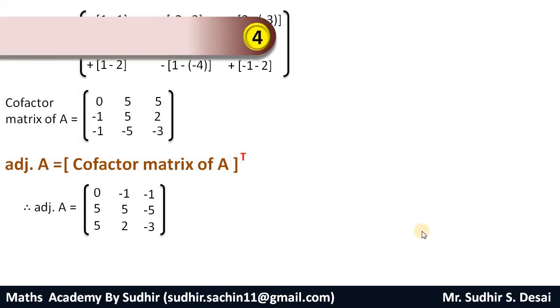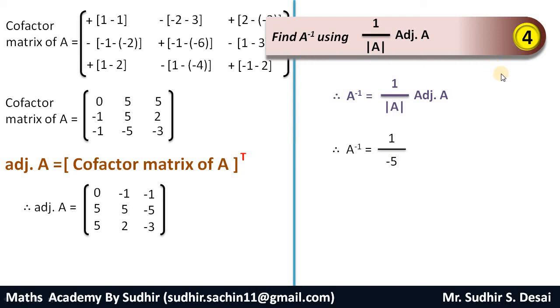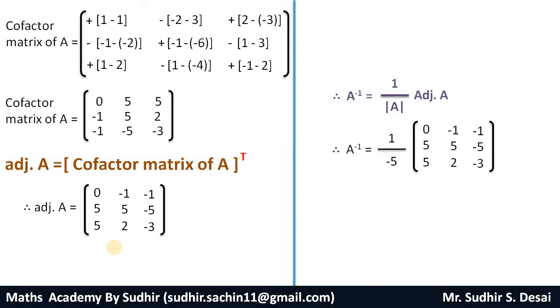Okay, so now next final step is to find A inverse, using the formula. What is the formula for A inverse? 1 upon determinant of A into adjoint of A. So let's use this formula. Previously we have calculated the values of determinant of A and adjoint of A. We just have to substitute these values in this formula. So therefore A inverse is equal to 1 upon, what is the value of determinant of A? Minus 5 into the adjoint of A. Here it is. So it is this matrix.